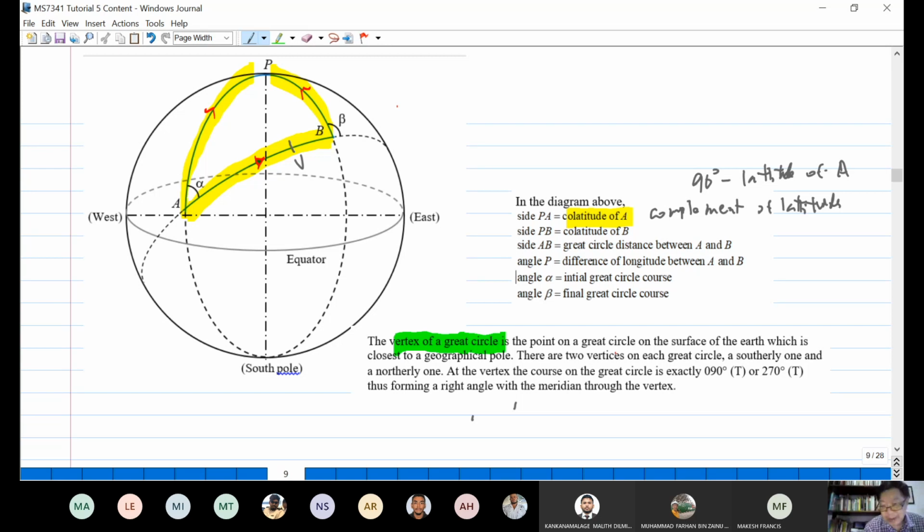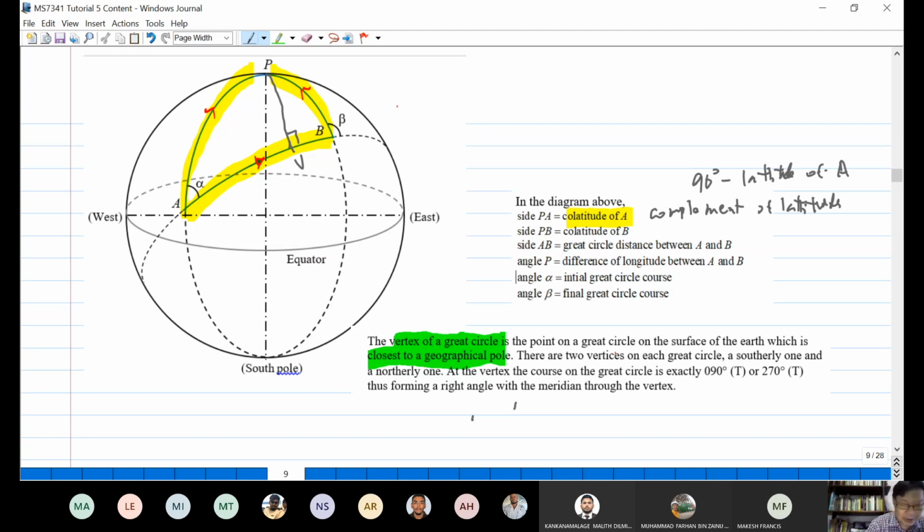What is the meaning of vertex? Vertex is the nearest point to the pole. Okay, closest to the pole. So depending on where it heads, sometimes the nearest pole, in this case the North Pole. So the nearest point to the North Pole, what does it mean? It means that the angle is 90 degrees. You draw from the North Pole to the vertex, it's 90 degrees. Then you have a vertex where you cut the great circle from A to B. And because it is the nearest distance, the angle must be 90 degrees. So you get a right-angled triangle. So this is an introduction on the background.